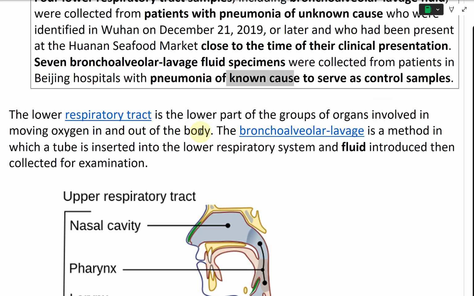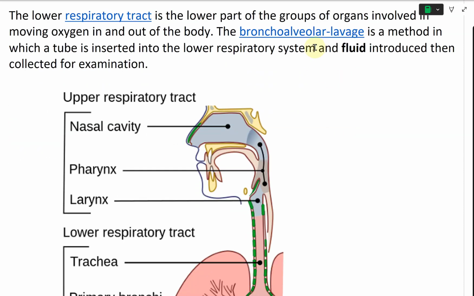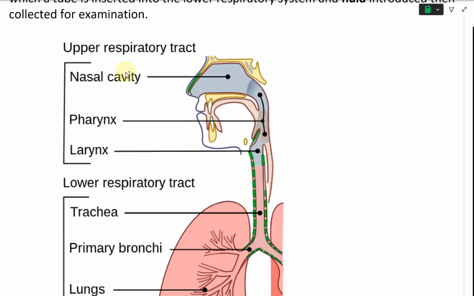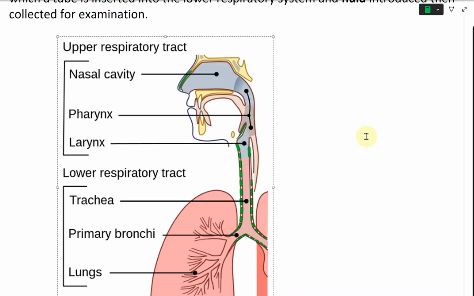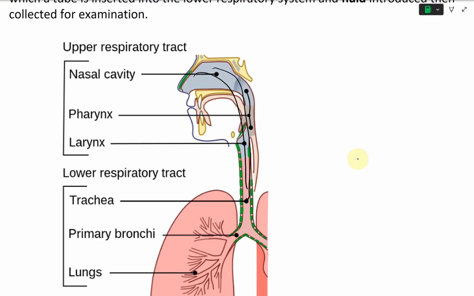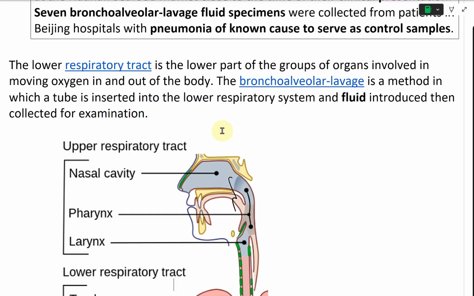So the lower respiratory tract is the lower part of the group of organs involved in moving oxygen in and out of the body. And bronchoalveolar lavage is a method in which a tube is inserted into the lower respiratory system and fluid introduced, then collected for examination. So if you have this right here, there's a lower respiratory tract. You put a tube inside, and then you pump in some water all the way inside, and then you would extract this fluid out. And that's the bronchoalveolar lavage fluid there.